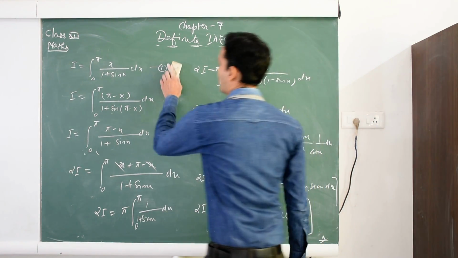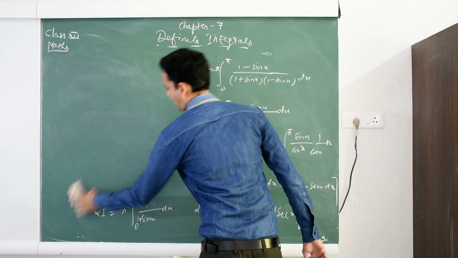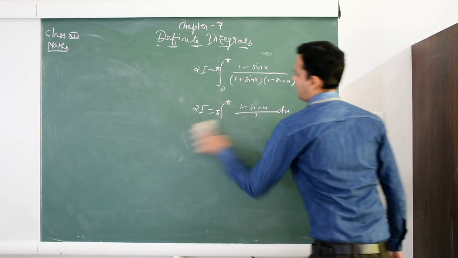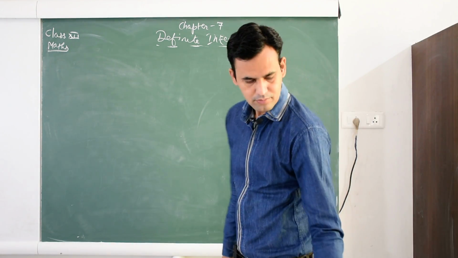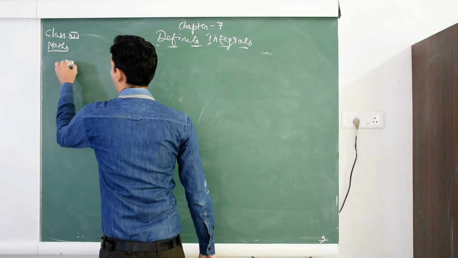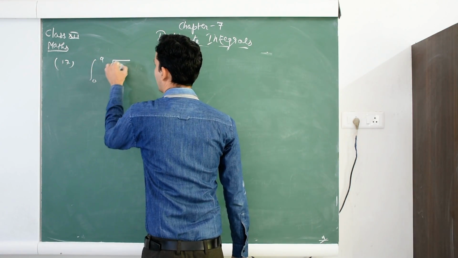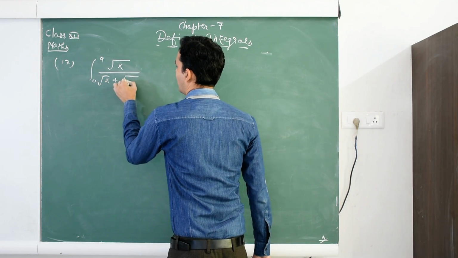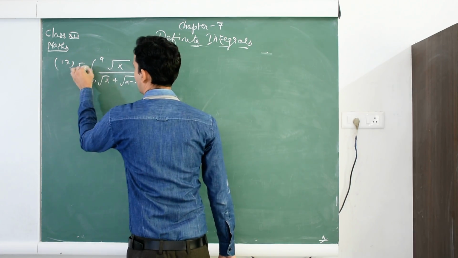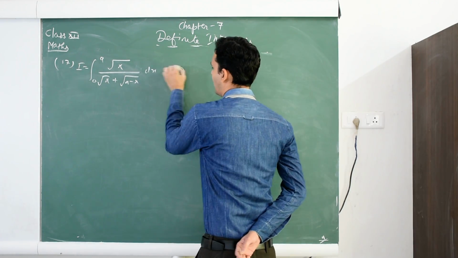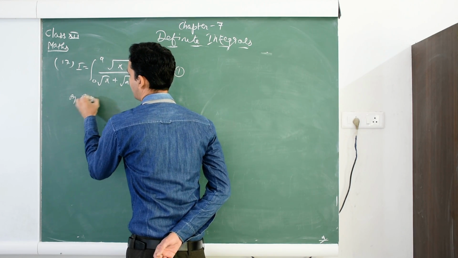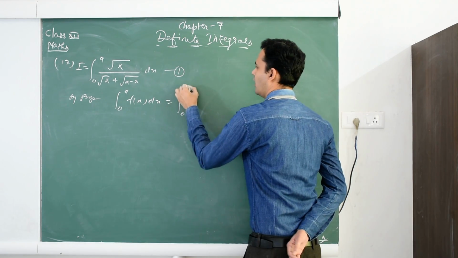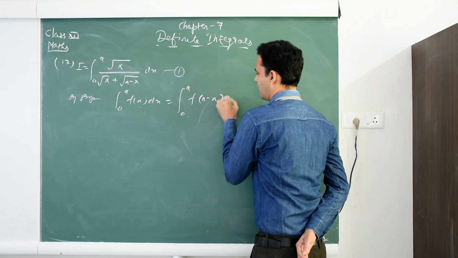Okay. Next, the last question of this exercise, question number 17. Integral from 0 to a of root x upon root x plus root a minus x dx. This is equal to I, equation number 1. By the property, the integral from 0 to a of f(x) dx equals the integral from 0 to a of f(a minus x) dx.